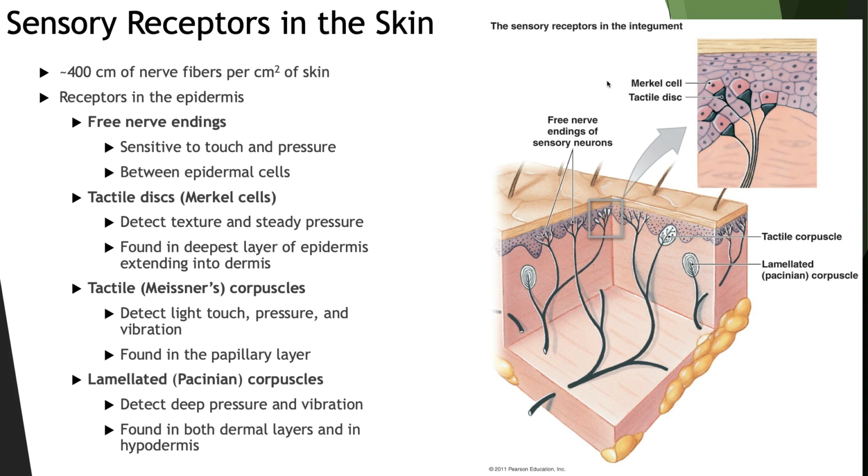You also have lamellated corpuscles, or Pacinian corpuscles, which are located in the reticular layer of the dermis, and they're responsible for detection of deep tissue pressure and vibrations.